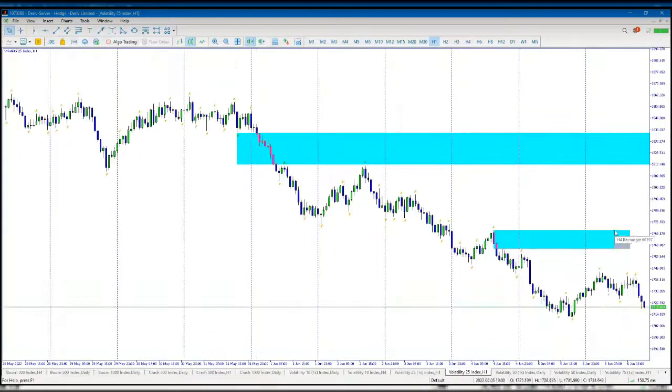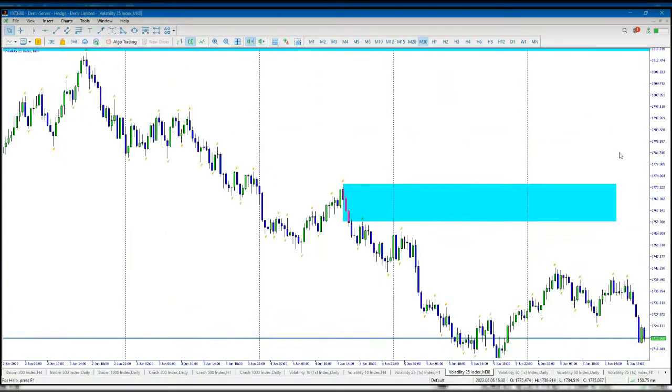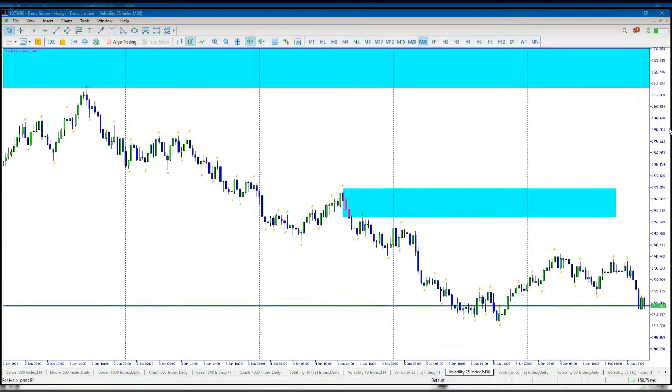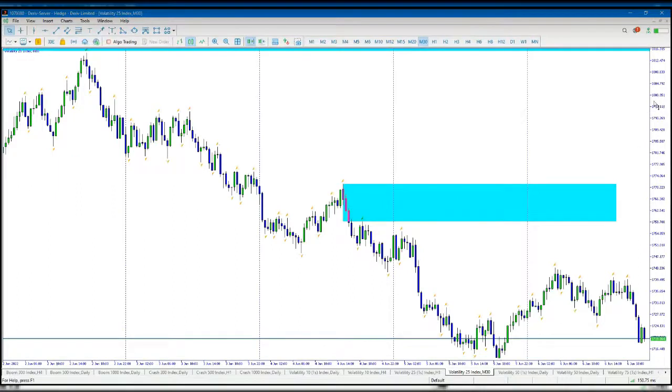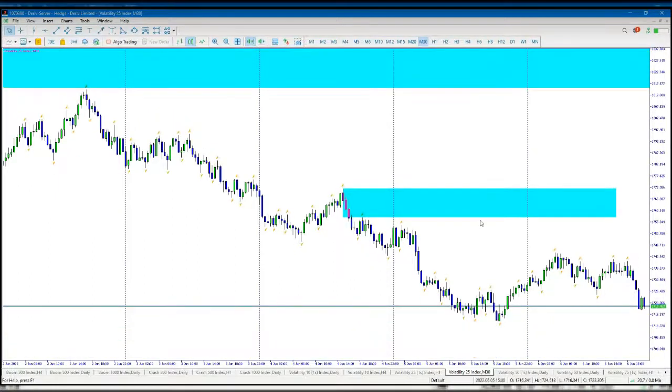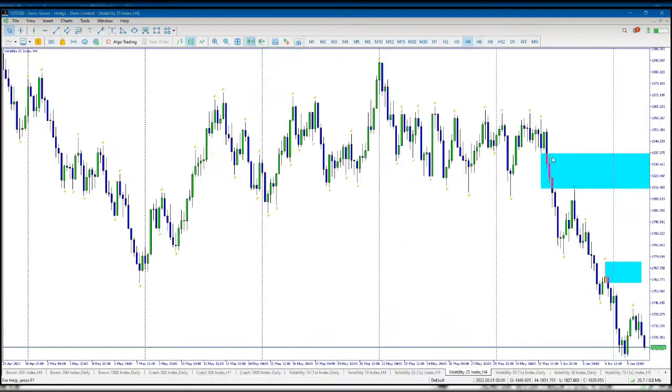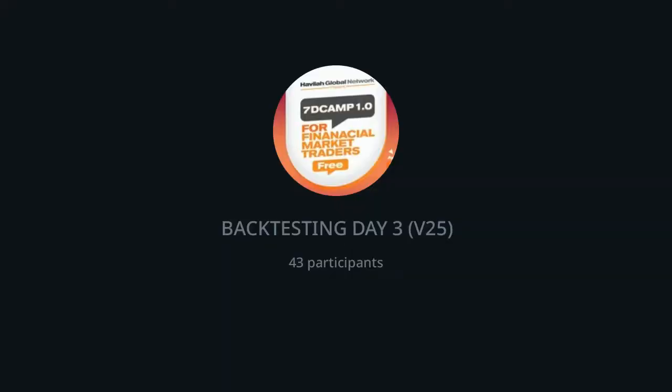If this guy breaks here, it can come somewhere around here and continue to sell. See how I scale down from monthly down to M30 to spot opportunities. So guys, let's talk.